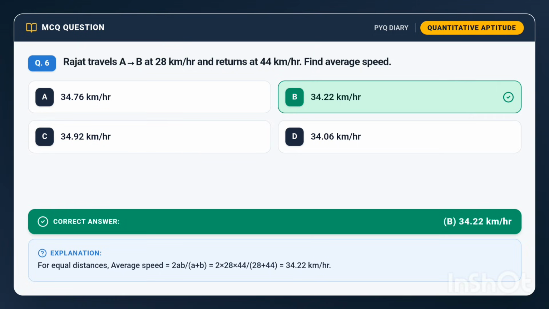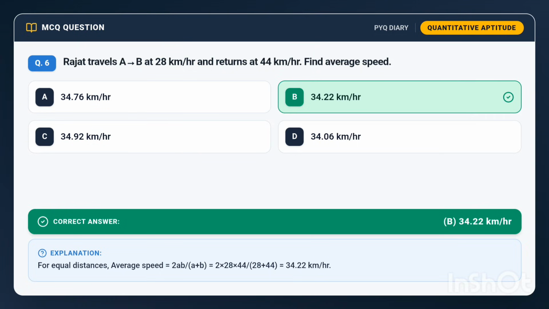Question number 6. Rajat travels from point A to B at 28 kilometers per hour and returns at 44 kilometers per hour. Find his average speed. Your options are A, 34.76 kilometers per hour, B, 34.22 kilometers per hour, C, 34.92 kilometers per hour, and D, 34.06 kilometers per hour. The correct answer is option B, 34.22 kilometers per hour.